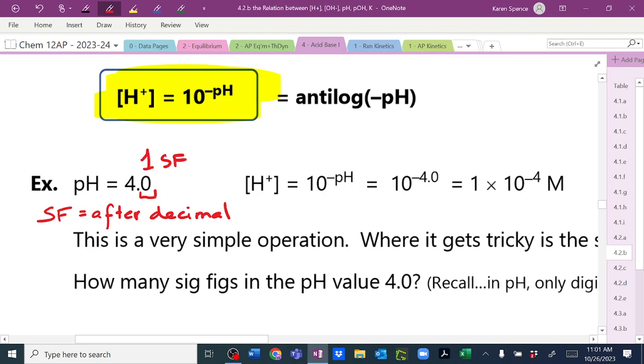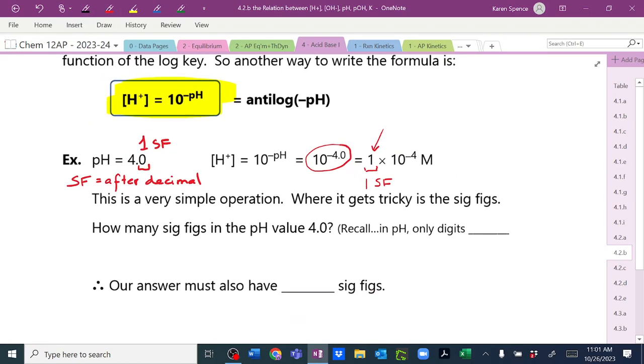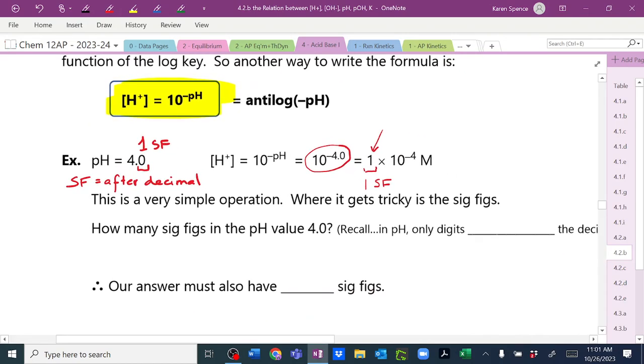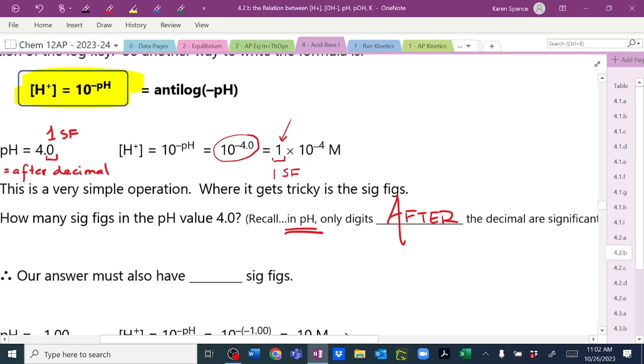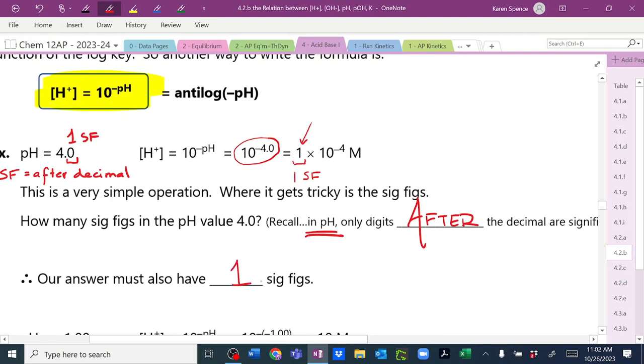One sig fig. So when we have our 10 to the negative 4, we need to put a coefficient in front of that. We're just going to write 1 times 10 to the negative 4 because this has 1 sig fig. Yes? So really, once you get a feel for the formulas, the only tricky part is remembering the sig figs, okay? So only digits after the decimal in pH are significant, therefore our answer has to have 1 sig fig.